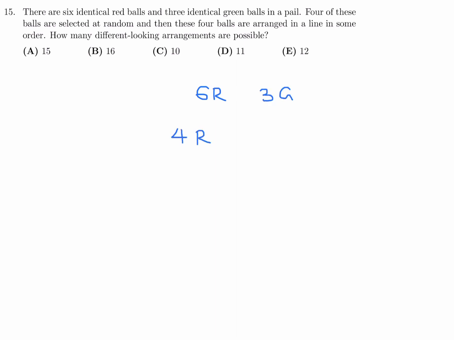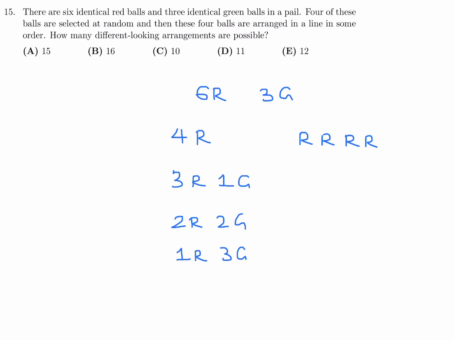The only ways are 4 red, 3 red 1 green, 2 red 2 green, 1 red 3 green. They can't be 4 green because there's only 3 green to choose from. Okay, so now let's figure out what are the ways. If there's 4 red, there's only one way to arrange them, just the R, like that.